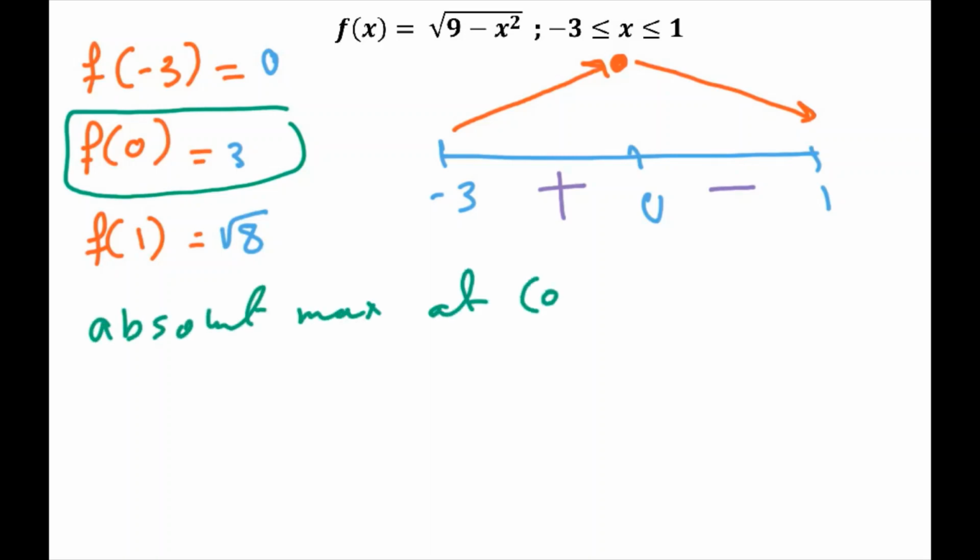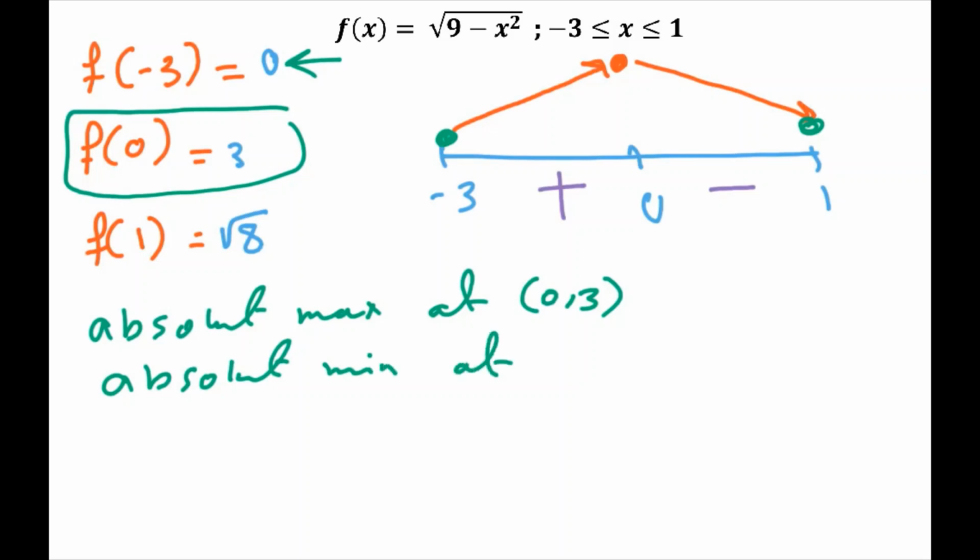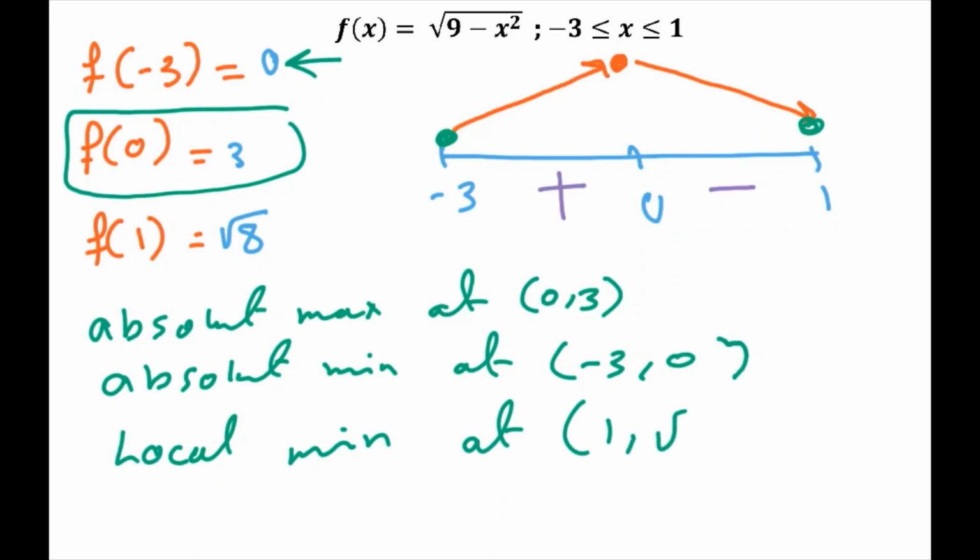at 0.3. Now these two are minimum. Now we will compare between them. Which one is smaller? This one is smaller than this one. So we have absolute minimum at negative 3 and 0. And we do have a local minimum at 1 comma square root of 8.